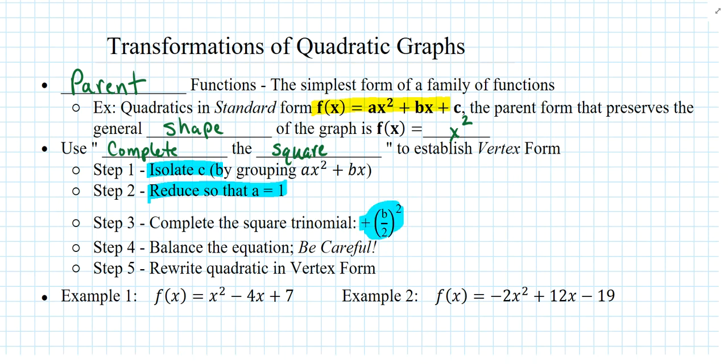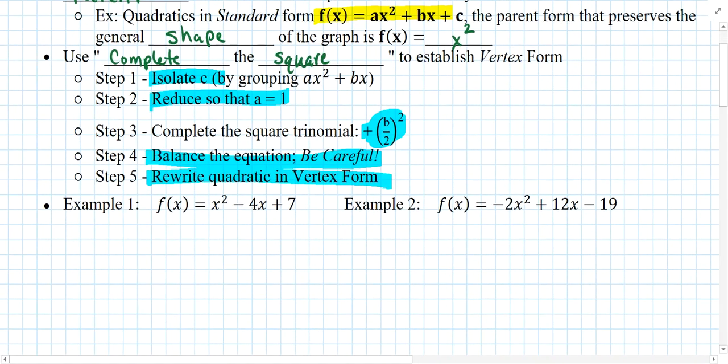Since we are systematically selecting a value to add inside the parentheses, in step 4 we must modify the outside of the parentheses to keep the equation balanced. Be careful at this step, since the number you modify on the outside might not be the same as the number on the inside. We'll see this happen in example 2 below. Finally, in step 5, we rewrite the quadratic in vertex form by factoring the square trinomial just created. Here are two examples.